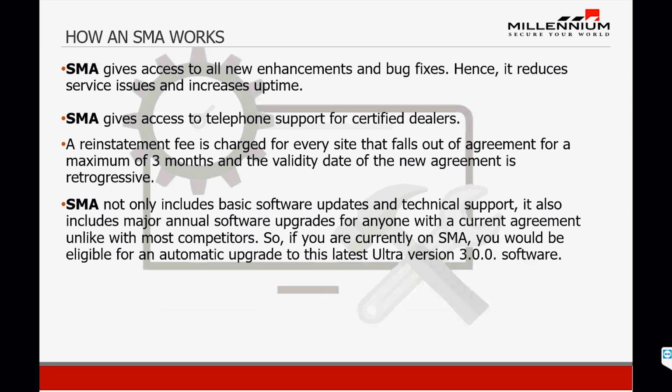SMA not only includes basic software upgrades and technical support, it also includes major annual software upgrades for anyone with a current agreement, unlike most competitors. If you are currently on SMA, you would be eligible for an automatic upgrade to this latest Ultra 3.0 version. Essentially, if you still have an SMA going, you can download and install this update today.